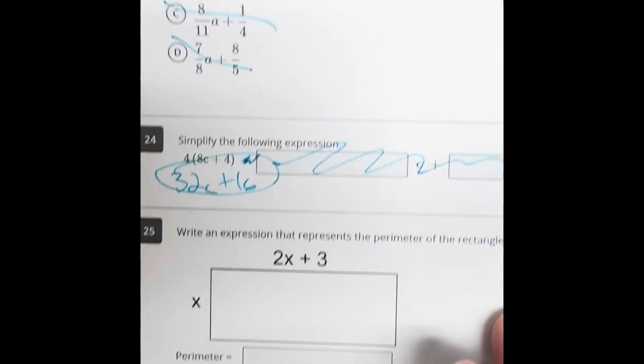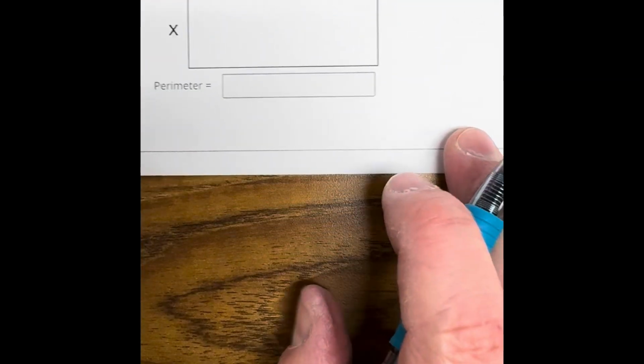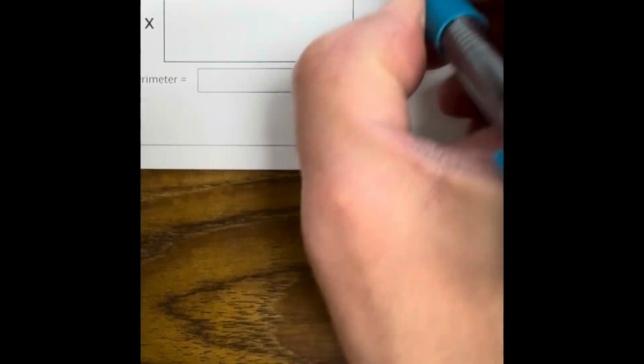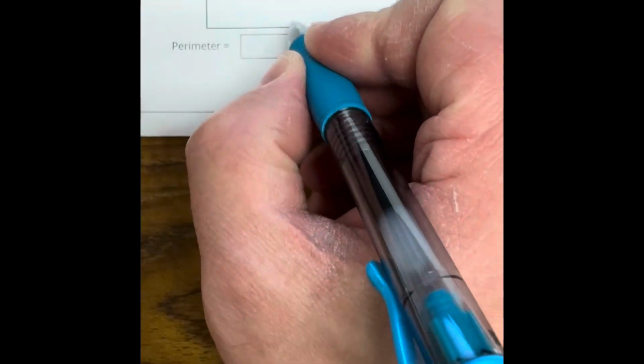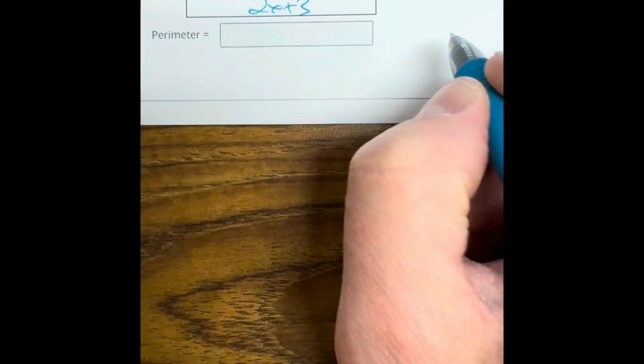Okay. 25. Write an expression that represents the perimeter. Perimeter is when we add up all the sides and then simplify. Okay, well, we know a rectangle has 2 pairs of alike sides. So if this long side, this length is 2x plus 3, that means this bottom has to also be 2x plus 3. If this short side is x, this short side also has to be x.